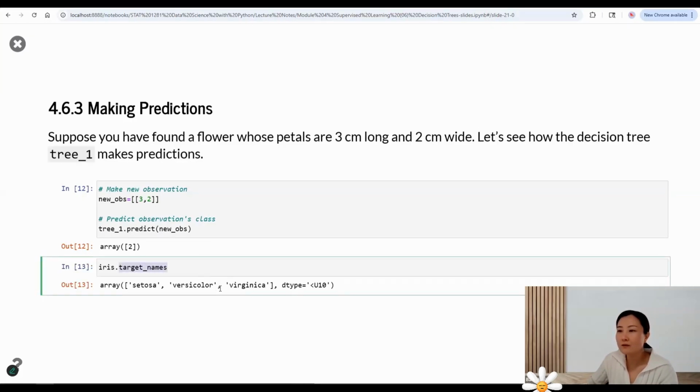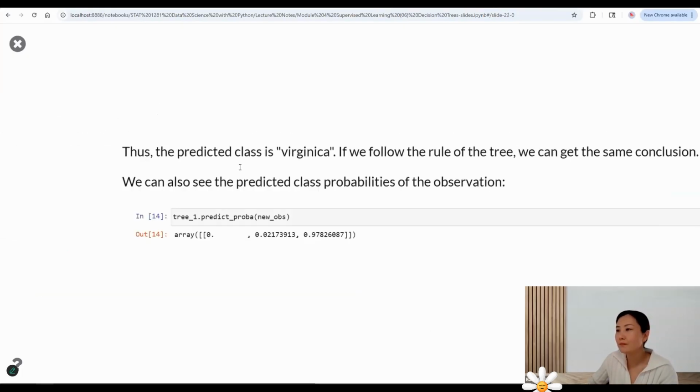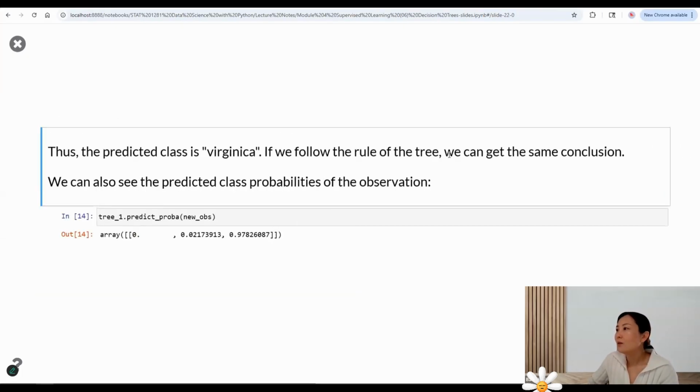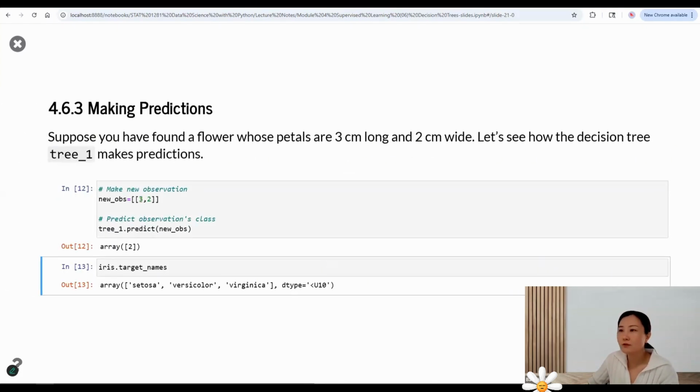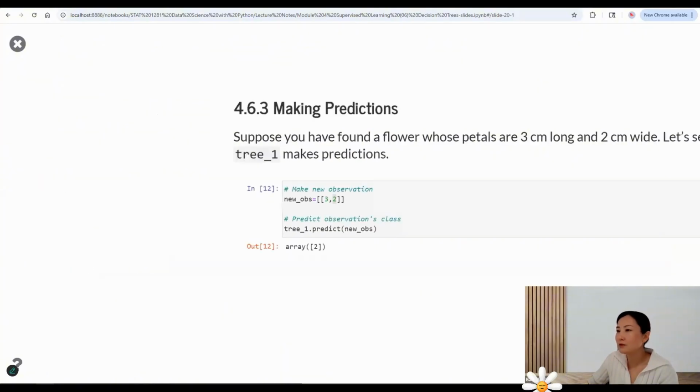If we want to know exactly what kind of flower it is, we can pull out the target names. So it's Virginica, the 3rd type of flower. And if we follow the rules of the tree, we can get the same conclusion. Let's see how to follow the rules of the tree. Petal length is 3, petal width is 2. So let's go back to our tree.